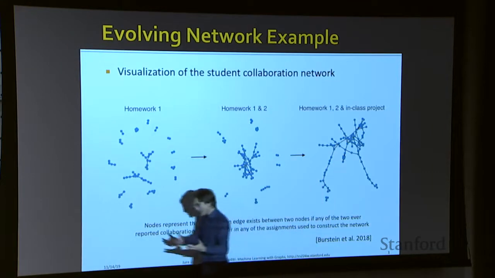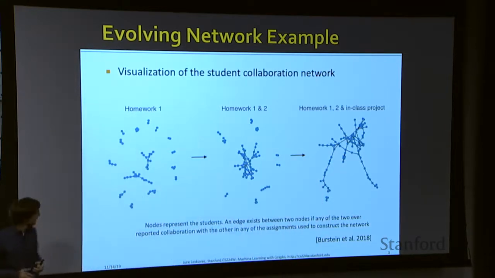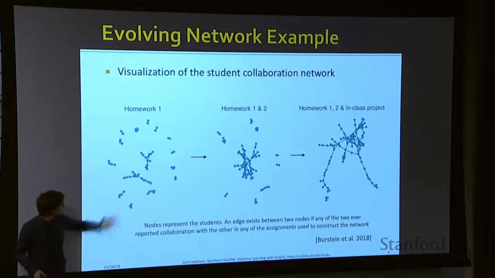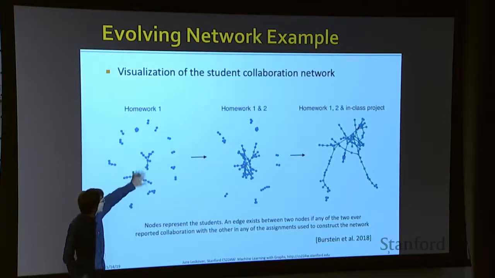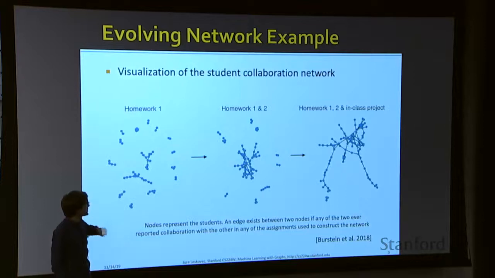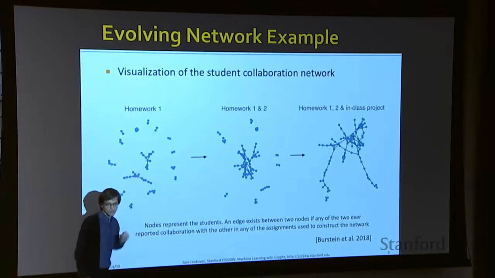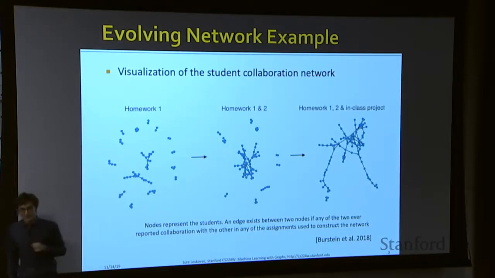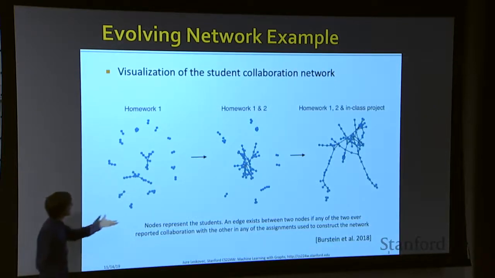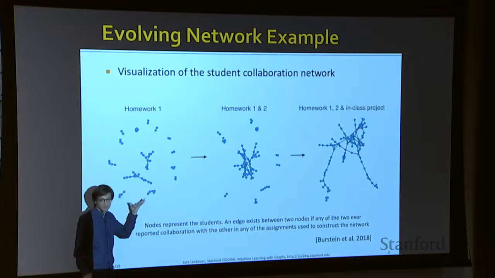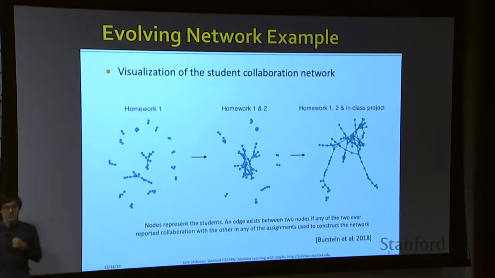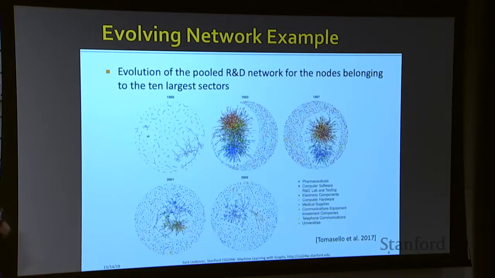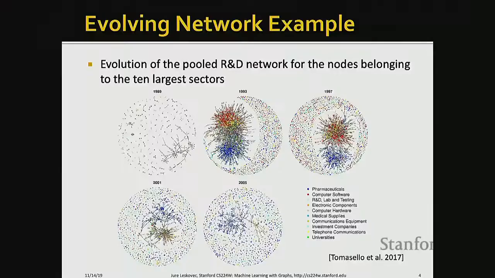And you see visually in this case that the network is getting more connected. Here, nodes are students, and edges between the nodes exist if there is a reported collaboration. Given our collaboration policy, we could map out this network for this class. It would have around, I think, 350 nodes, and then some number of connections.